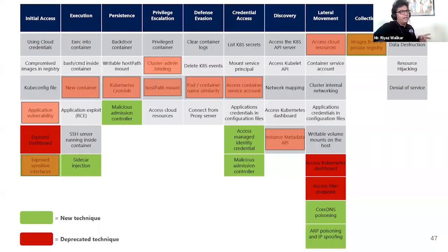The last tactic is impact. We have data destruction, resource hijacking, and denial of service. This is self-explanatory mostly, because where is the attacker going with all of this? What is the attacker trying to do? As I briefly touched upon at the beginning, attackers want to perform an action at the end. They want to destroy data within the cluster, steal the data, or perform resource hijacking.